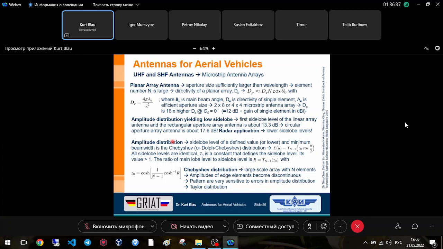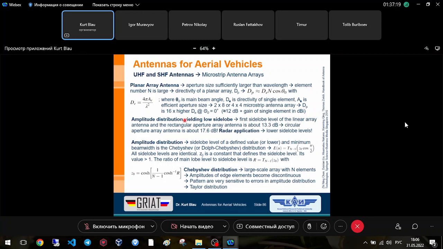Now let's look at the amplitude distribution yielding low side lobes. The first side lobe level of such a linear array antenna with a rectangular aperture is about 13.3 dB regarding the main lobe. This is the side lobe level. And in case of a circular aperture array, this value is smaller, it's interesting, it's only about 17.6 dB.